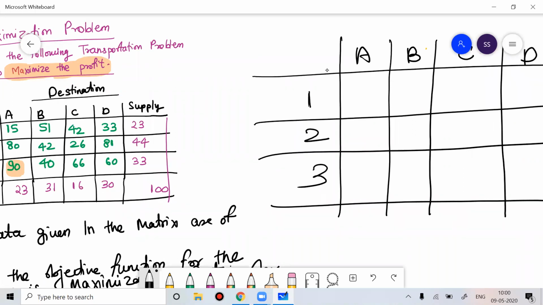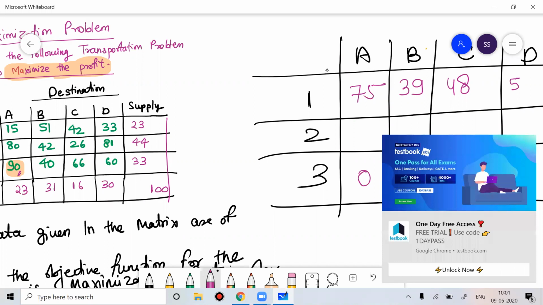Okay, now what you will do, subtract all the elements from 90. So the highest element is 90. If you subtract all the elements, 90 minus 90 is 0. Then 90 minus 15 is 75. Then 90 minus 51 is 39. Okay, so 90 minus 42 is 48. Then 90 minus 33 is, so subtract all the elements from this highest element.